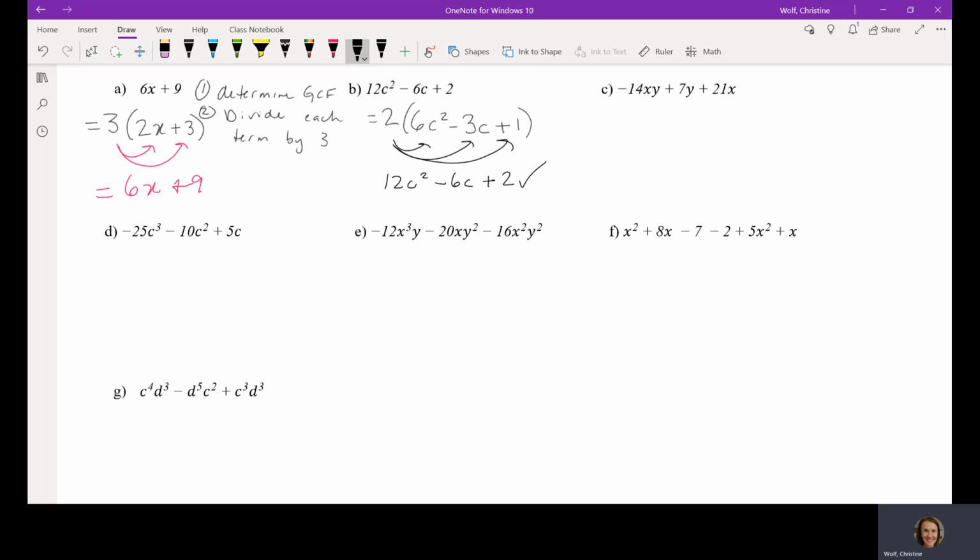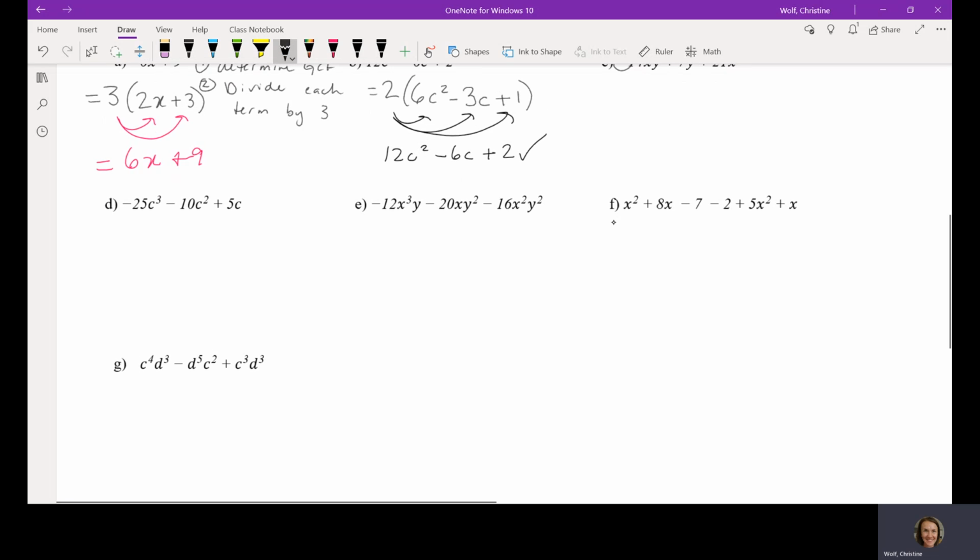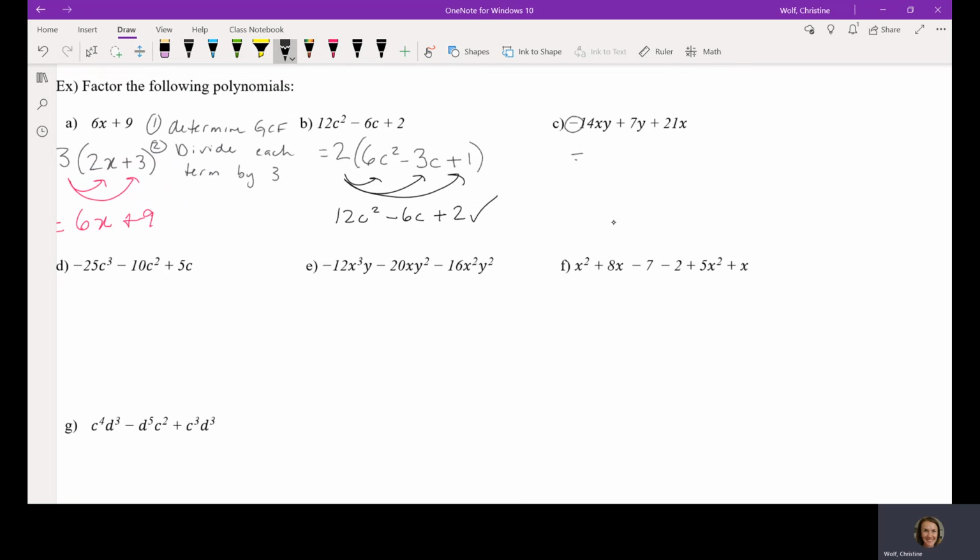Okay, C. Again, we have 3 terms, so we have to think of what's common to all 3. Now, this is just kind of a picky thing that I do, and the textbook does as well. So if you want your answers to match the textbook answers, you're going to do this. If the first term is negative, we always take it out. It's just common practice. So I'll repeat that: if the first term is negative, take it out.